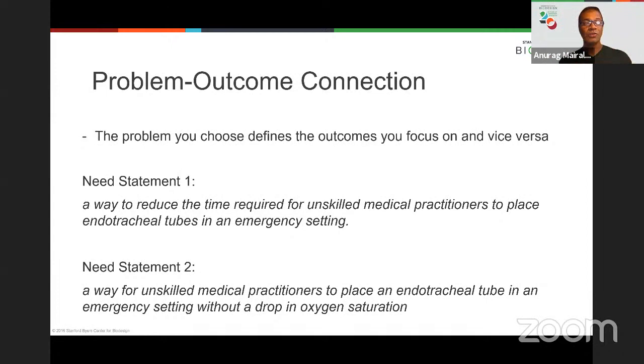Actually, in each case, the solution would be very different. Same sort of need, but different problem outcome pairing. And your innovation, your solution to these 2 will be very different. It could be the same. You could come up with something that could address both equally well. But generally speaking, careful pairing is important. And when you're doing your needs filtration, you would end up prioritizing one over the other depending on which one you think is going to lead to greatest impact in this need area. Okay.